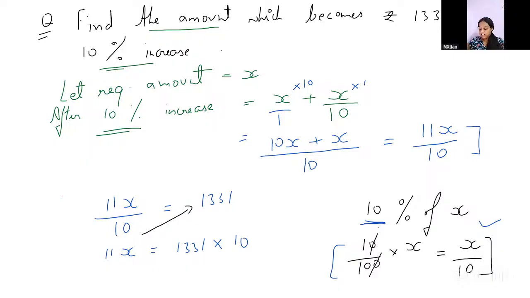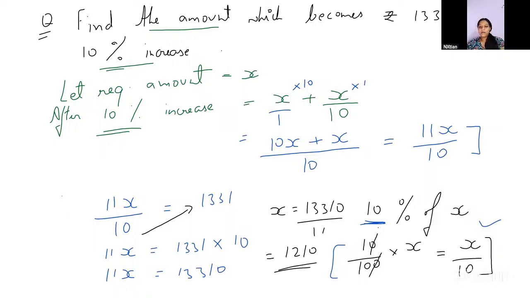11x equals 13310. Now to find the value of x, I will divide. So x equals 13310 by 11. How much will we get? 1210. That is my answer.